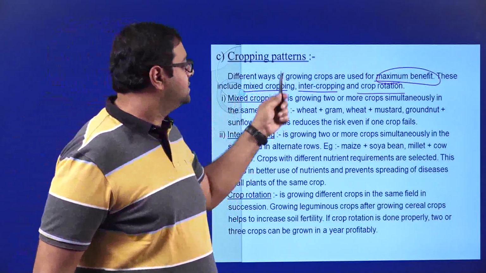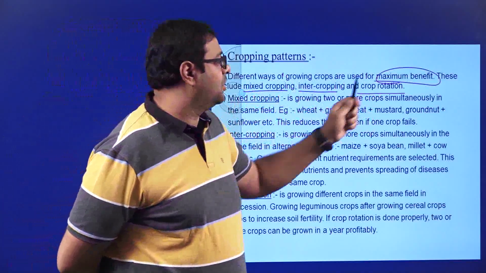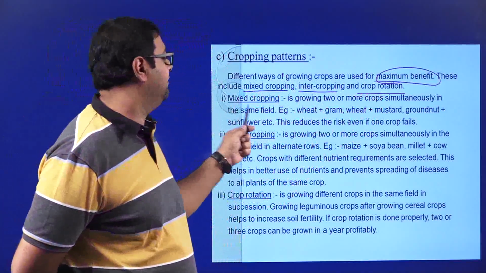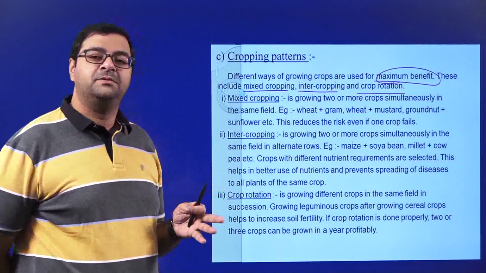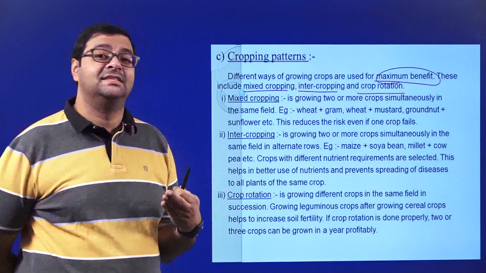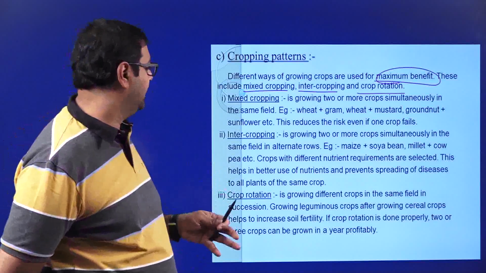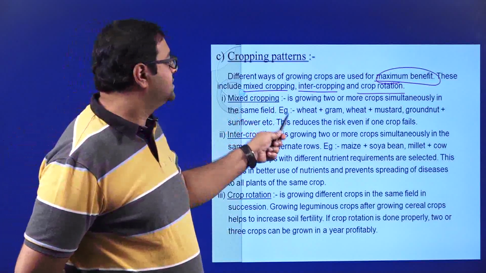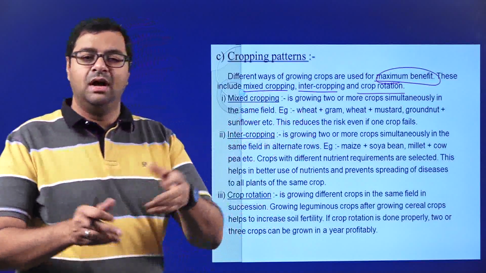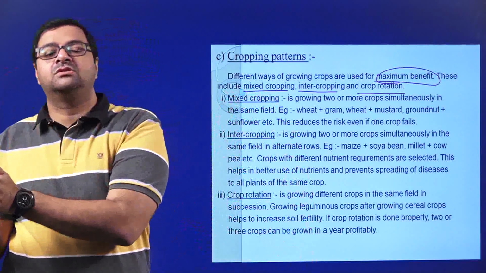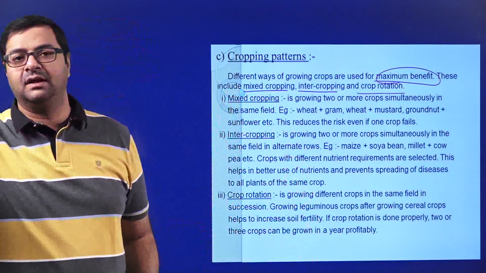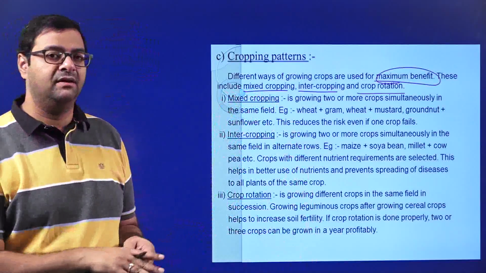Mixed cropping is growing two or more crops simultaneously in the same field. How? We'll see that. An example is wheat plus gram. In one row or in two rows wheat is grown, and next to those two rows you have gram plants growing.